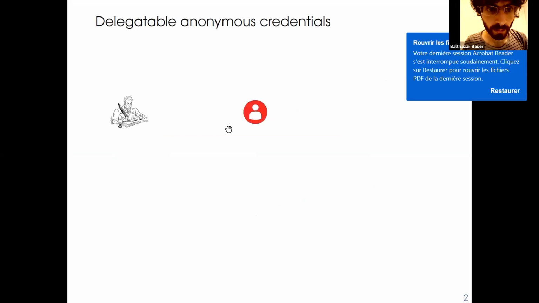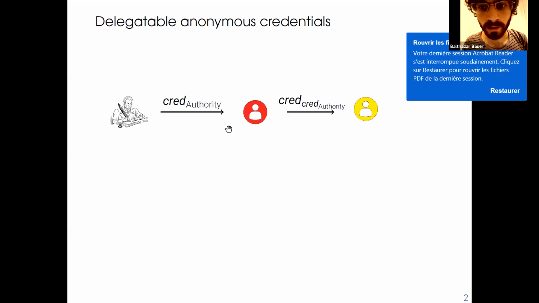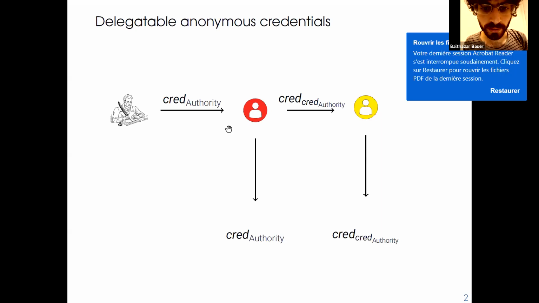To introduce our paper, I would like to present a primitive called delegatable anonymous credentials. In this primitive, there is one authority which can give a credential to one user of the system, and then from this credential, the user can give a credential of second order to another user of the system. The main security property of these schemes allows the users to prove the validity of their credential without revealing their identity.